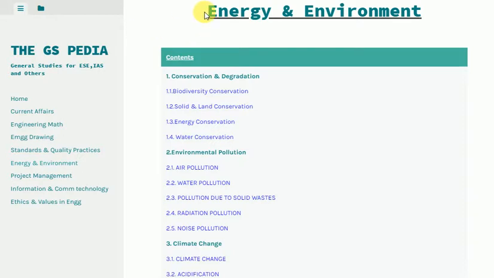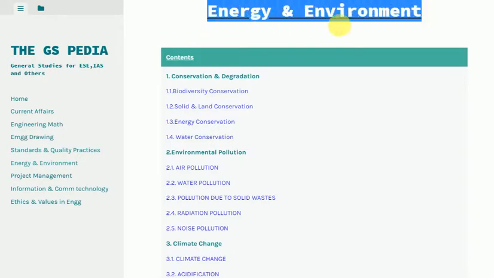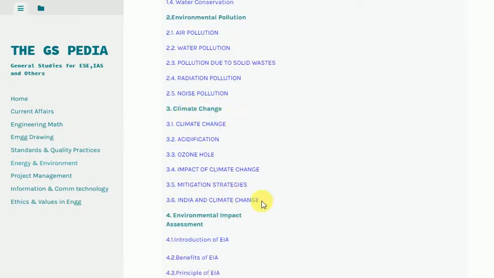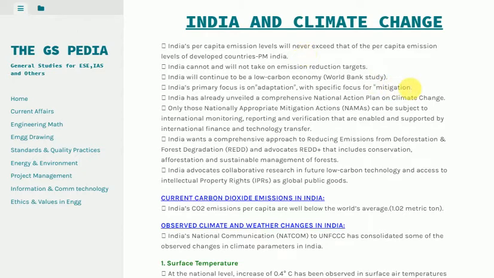In this video we discuss a subtopic of energy and environment, which is India and climate change. India's per capita emission levels will never exceed that of the per capita emission levels of developed countries. PM: India cannot and will not take on emission reduction targets. India will continue to be a low-carbon economy.